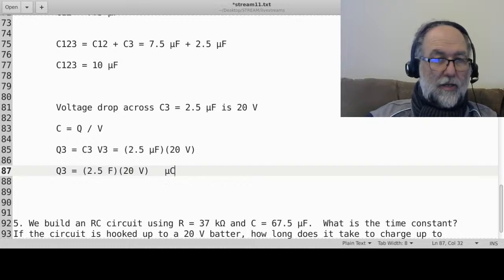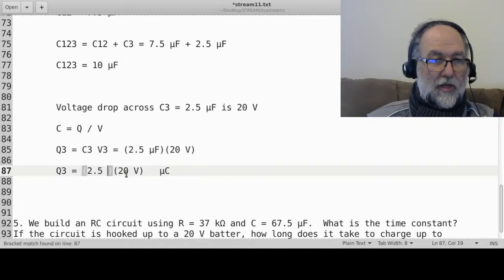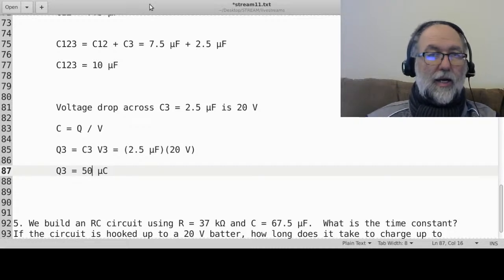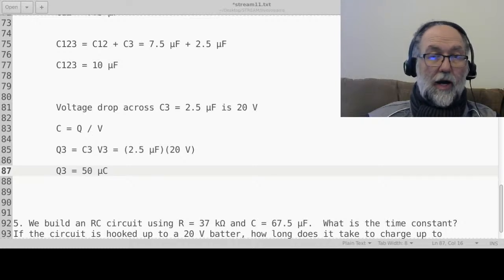So we can put that out here like that. Okay, so that was the farad times the volt, gave us the coulomb. 20 times 2.5 is equal to 50, like that. And that tells us the charge accumulated on C3. So C3 has a charge of 50 microcoulombs.